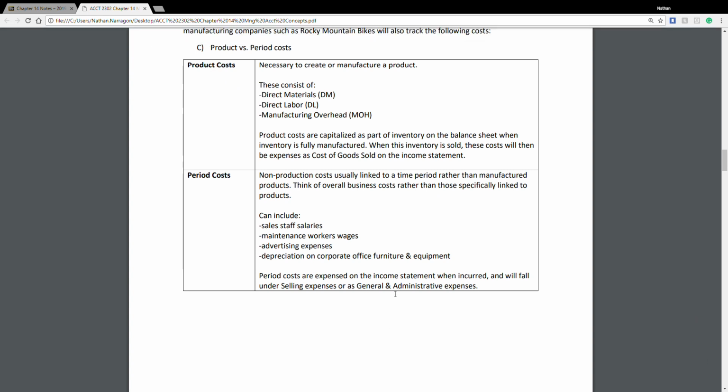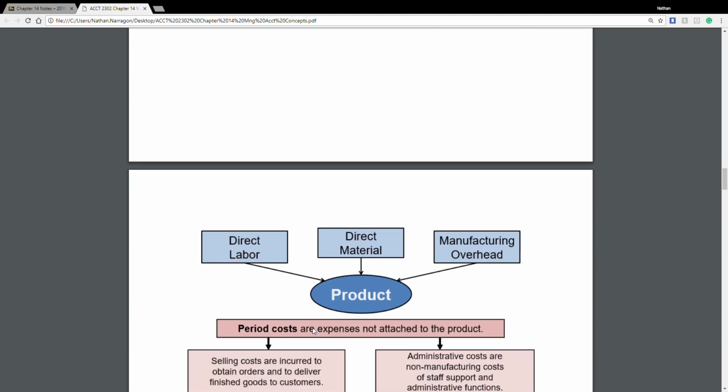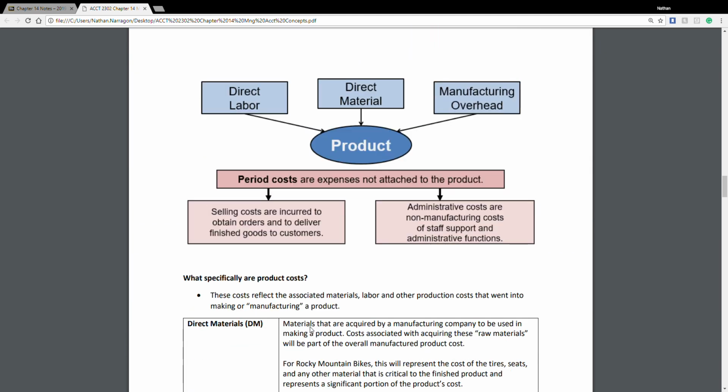But these are mostly known as general and administrative expenses. We will have selling expense. That's of course the sales staff, advertising. Those are normally selling expense. Advertising is the little twist one depending on what company you go to. Sometimes they put it in selling, sometimes in general and administrative. I've seen it both. So the next part right here, we're getting into basically what period and product costs are.